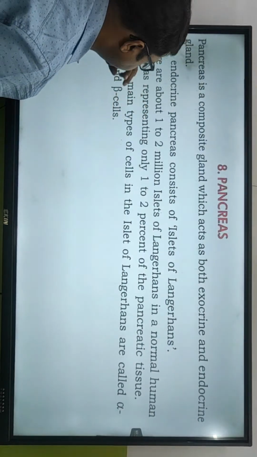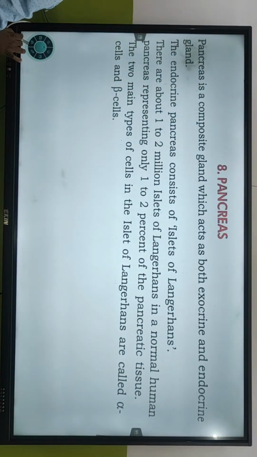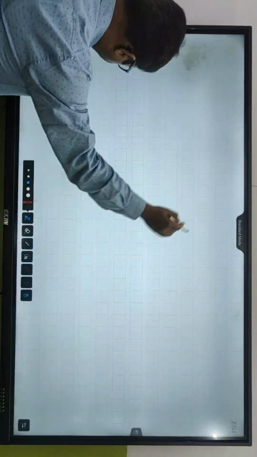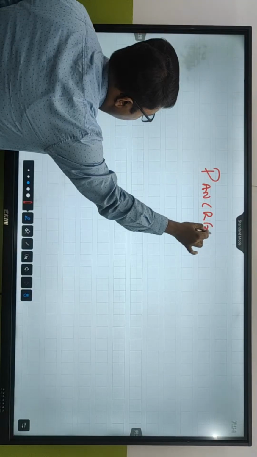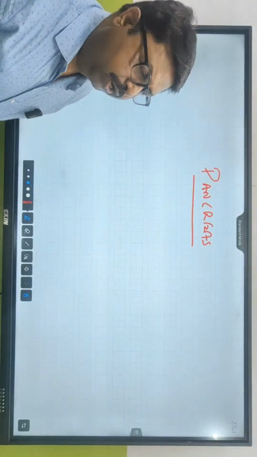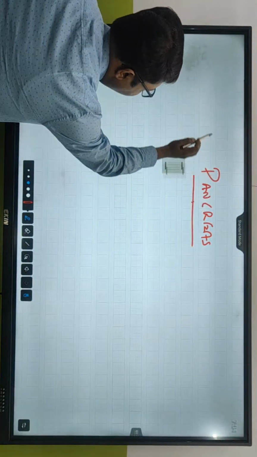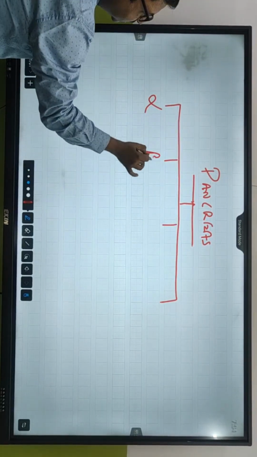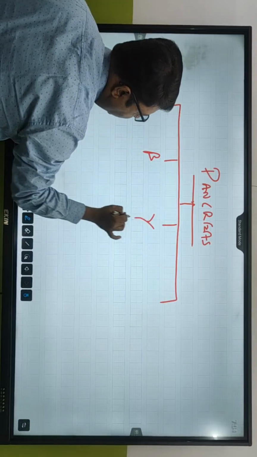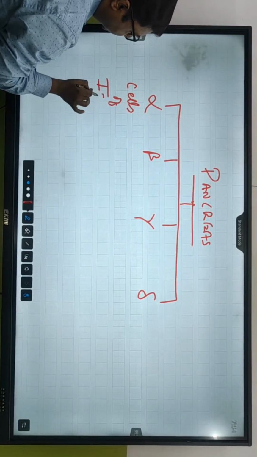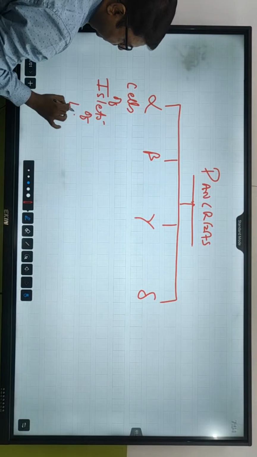Next is pancreas. So when we talk about pancreas, pancreas is what kind of gland? Yes, Agnisha? It's a heterocrine gland. Very good. So it's a mixed gland. So it consists of some group of cells inside, which secrete alpha, beta, gamma, delta. Alpha, beta, gamma, delta. What is common? Cells of islets of Langerhans.